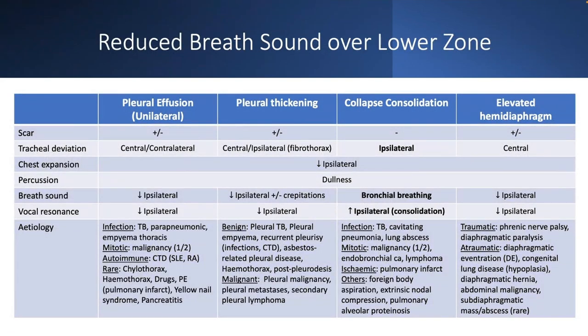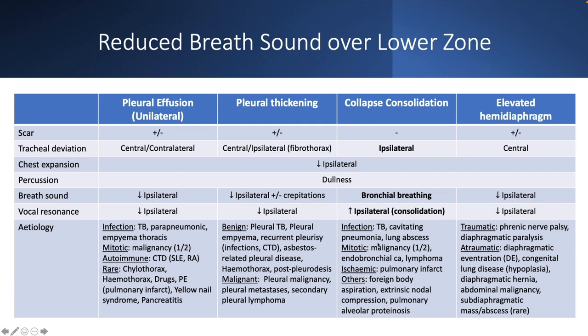Before that, false alarm. This one I think you all can read or even watch the recording from the previous video. I mentioned reduced breath sound over the lower zone of one side of the lung. You need to think of these 4 possibilities. Collapse consolidation is the one that will stand out because it's very different from the rest of the 3. You will have ipsilateral deviation instead of contralateral or central, and usually you will have bronchial breathing and also increased vocal resonance as opposed to the rest. And the etiology, everyone can go through yourself. This is just a very short form method for me to go through.